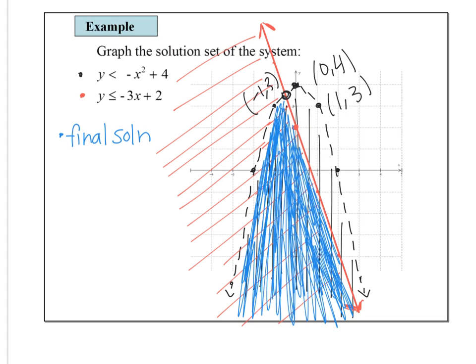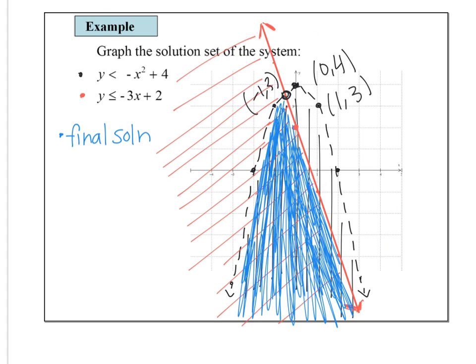If I picked this point right here inside at 1, 0, and I plug that in here, well, 1 squared is 1 times negative is negative 1, plus 4 is 3, and 0 is less than 3, so I have to shade inside my parabola here. If it had been greater than, then it would have been all on the outside of that parabola.